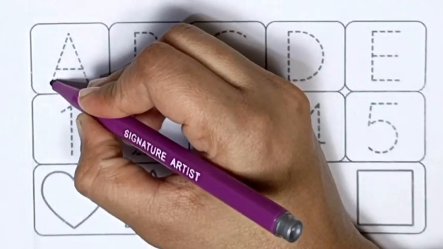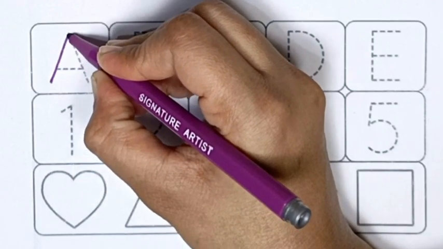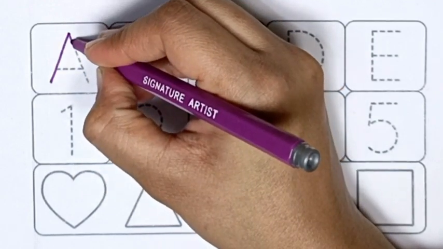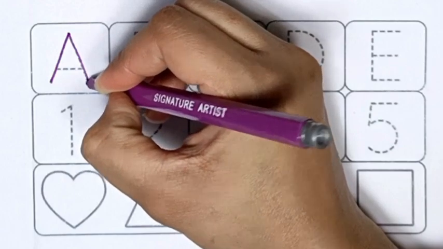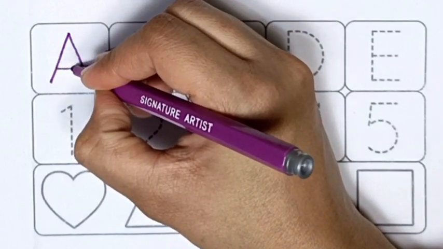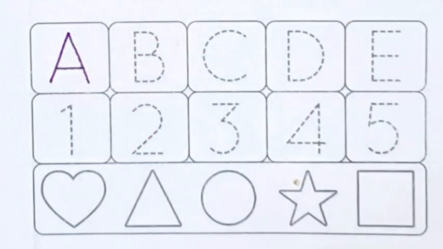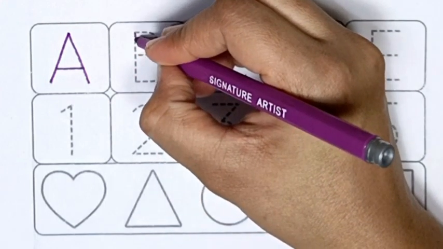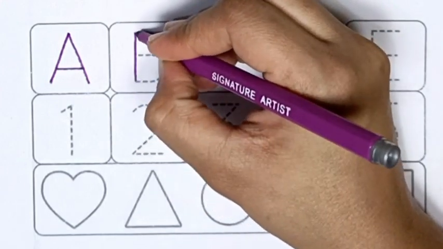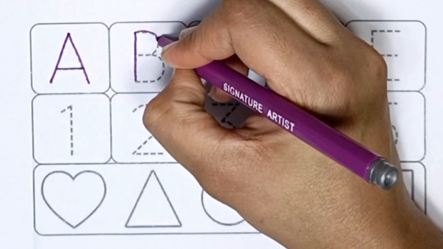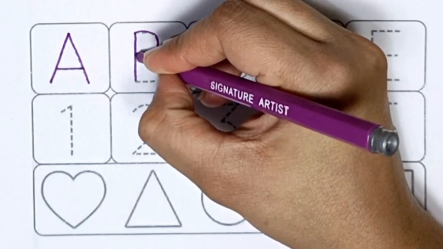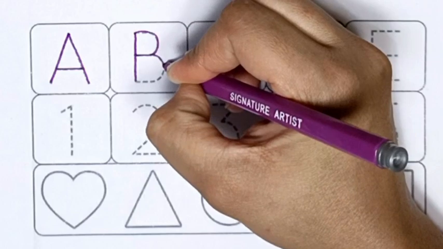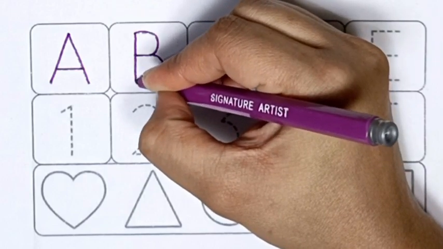Now we draw English alphabet. This is A. A is for apple. This is B. B is for ball.